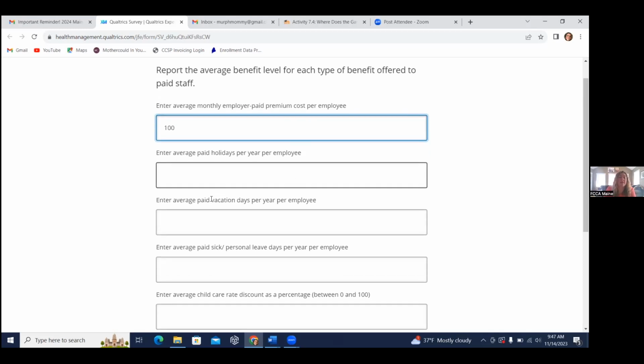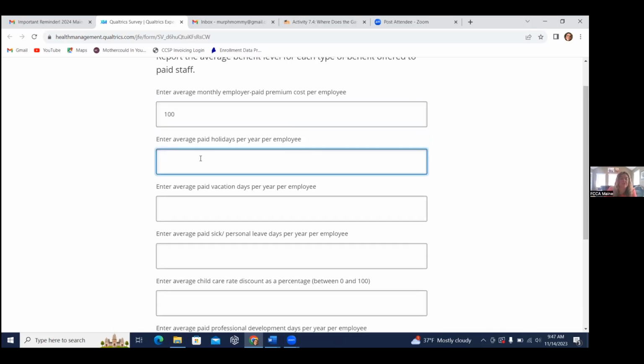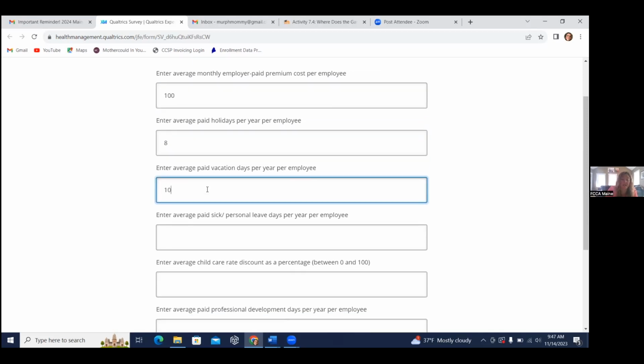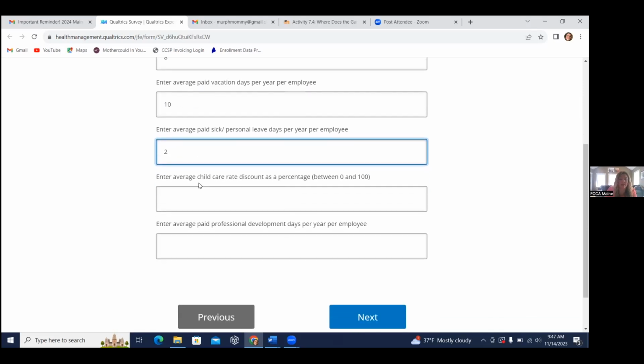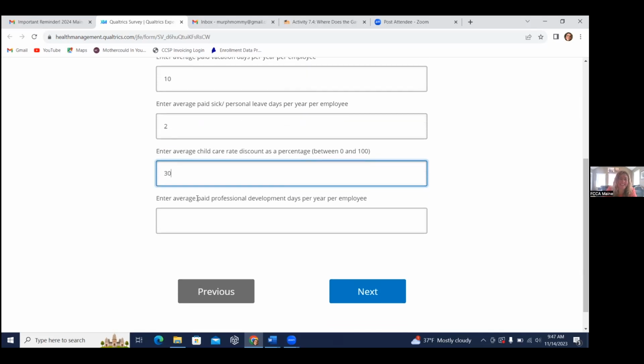I don't know. Enter paid holidays. We'll say 8. We'll do 2 weeks vacation, so we'll do 10. We'll do 2 sick leave days. Enter average childcare rate discount. 20%? Yeah, I was gonna say 20 or 30. So okay, let's give 30. This is our center. Let's give it 30%. And we'll do, they get a day off, they close for a conference.